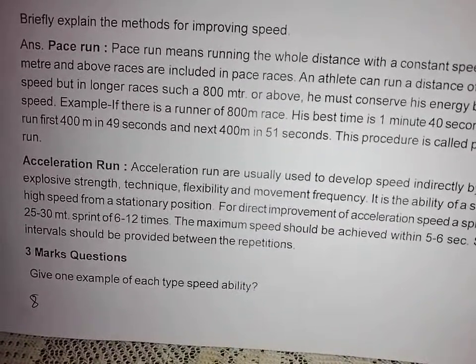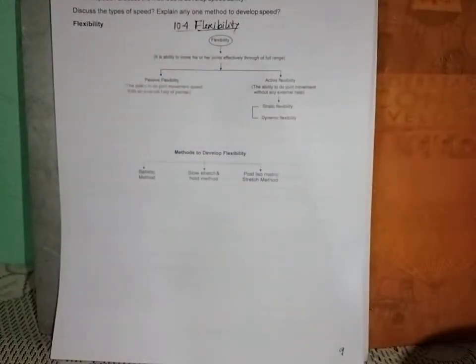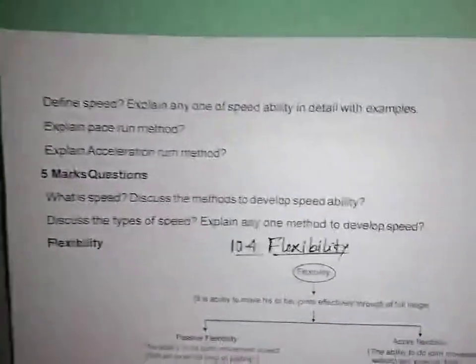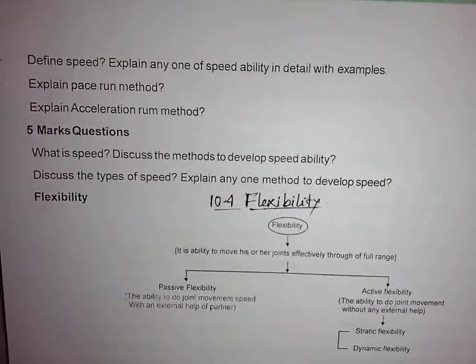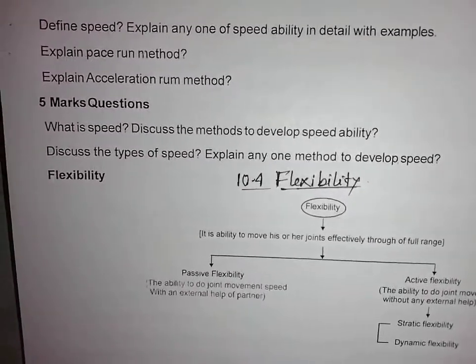Give one example of each type of speed ability. Next question: define speed. Explain any one speed ability in detail with examples. Explain pace run method. Explain acceleration run method.